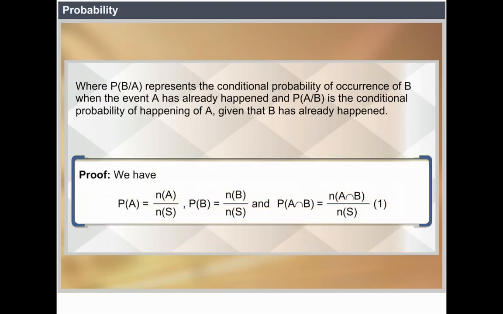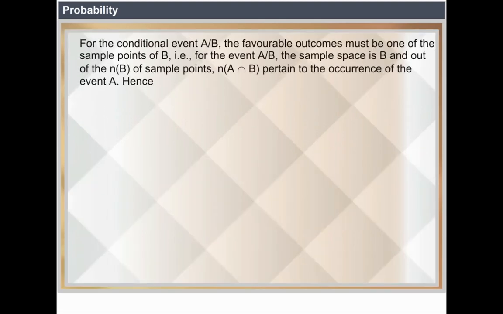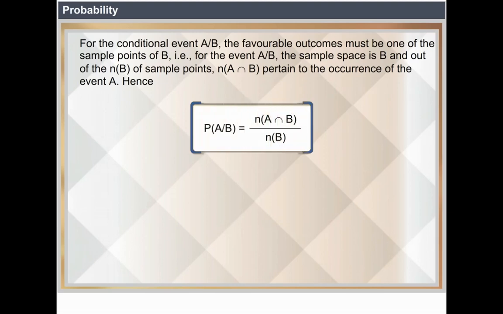Proof: we have P(A) = n(A)/n(S), P(B) = n(B)/n(S), and P(A ∩ B) = n(A ∩ B)/n(S), called equation number 1. For the conditional event A given B, the favorable outcomes must be one of the sample points of B. That is, for the event A given B, the sample space is B, and out of the n(B) sample points, n(A ∩ B) pertain to the occurrence of the event A. Hence, P(A|B) = n(A ∩ B)/n(B).